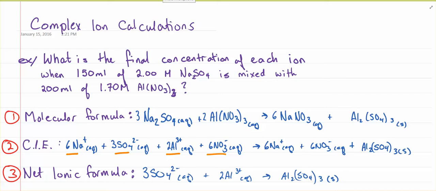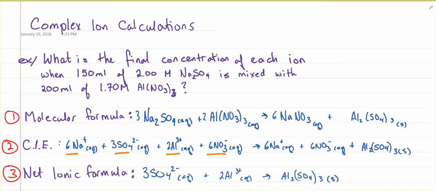Hello. Today we're going to do some complex ion calculations. For this problem, I'm going to ask about sodium sulfate and I'm going to mix it with aluminum nitrate. First thing I do is take the sodium sulfate and the aluminum nitrate and put them into a molecular formula. When I do the balance, I got 3 sodium sulfates, 2 aluminum nitrates, and that's going to react to form 6 sodium nitrates and 1 aluminum sulfate.